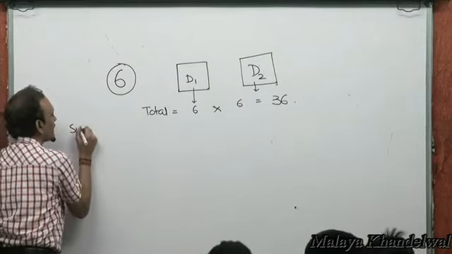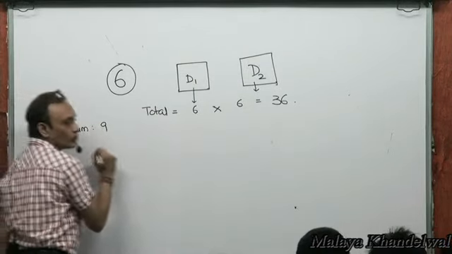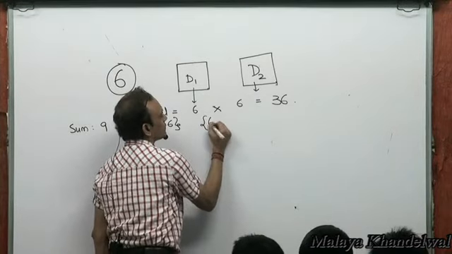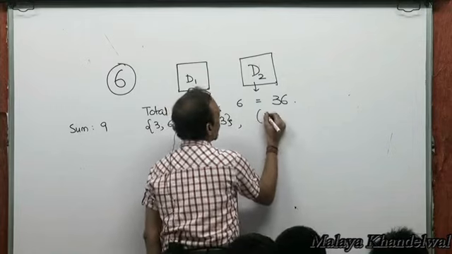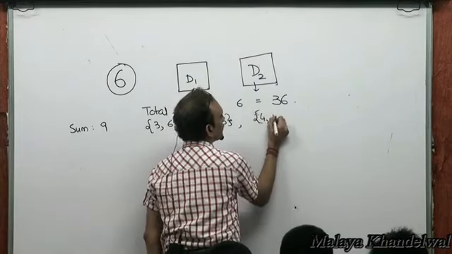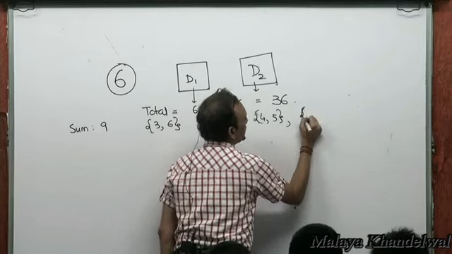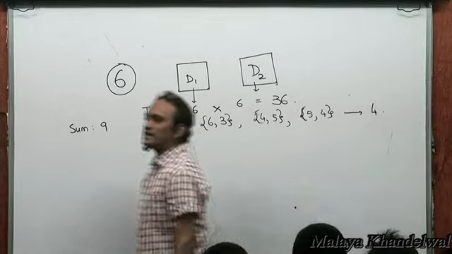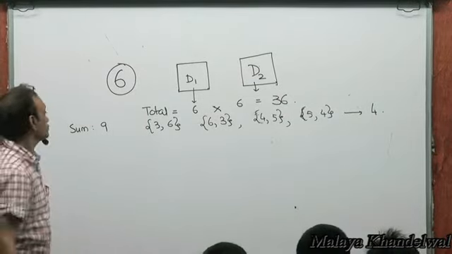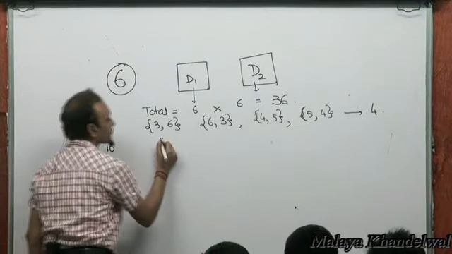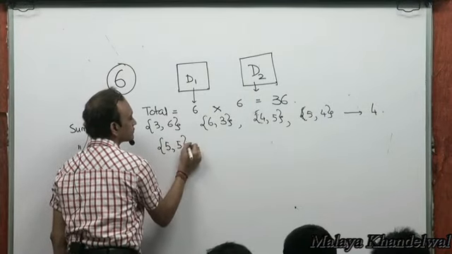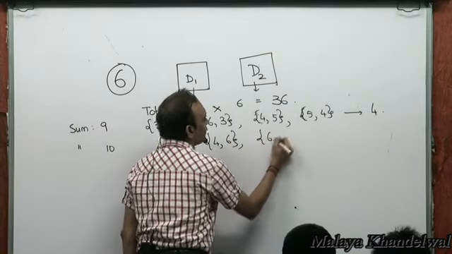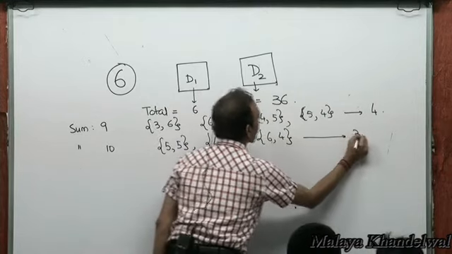So when the sum is 9, for example, what are the favorable possibilities? 3,6; 6,3; 4,5; 5,4. Favorable possibilities are 4 in number. Yes or no? Then sum 10: 5,5; 4,6; 6,4. How many favorable possibilities? 3.